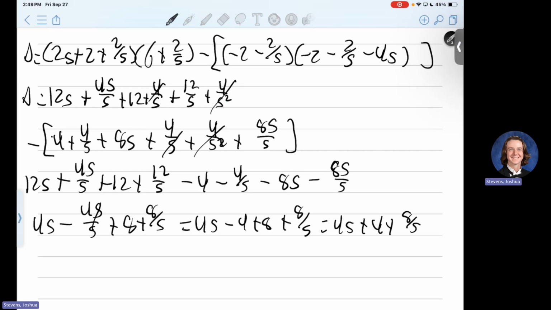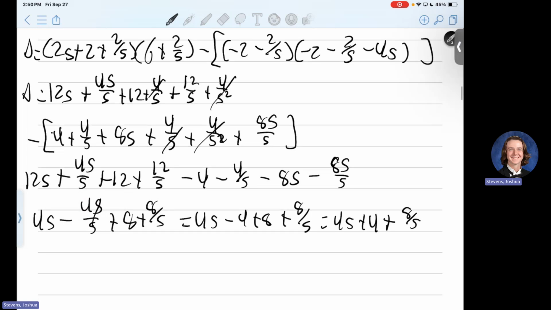Cool. Sorry about my confusion there just a second ago. You can do whatever you want to do, as in cancel out the s's like I did here, or you can't. I literally think that I might have done both in this session. That's just my brain scattered, but whatever. 4s plus 4 plus 8 over s. Sorry. Cool. That's our determinant.